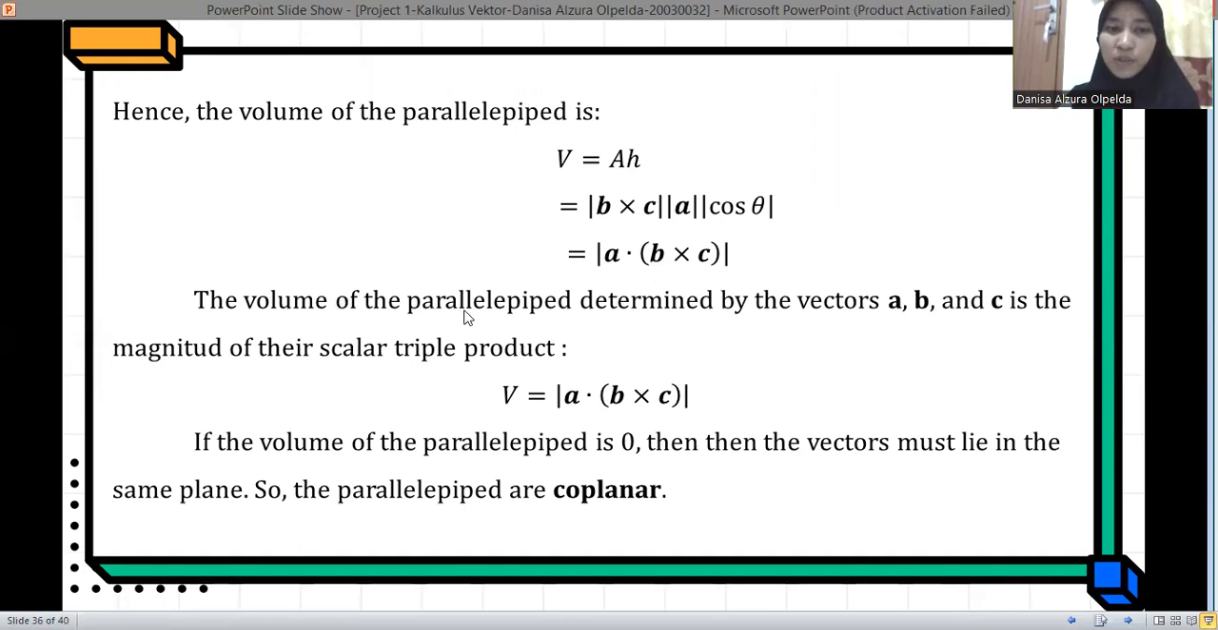The volume of the parallelepiped determined by the vectors A, B, and C is the magnitude of the scalar triple product, V equal to the absolute value of A dot (B cross C). If the volume of the parallelepiped is 0, then the vectors must lie in the same plane, so the vectors are coplanar.